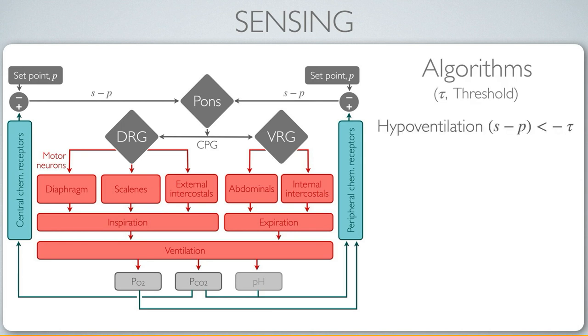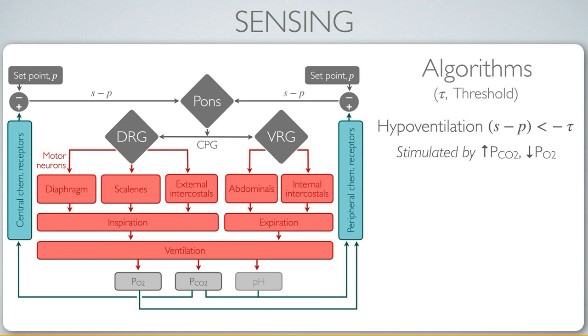And for the pons, we have one algorithm for the case of hypoventilation. Remember, this equation means we have a particular state variable compared against a set point. And when the difference between them is beyond a threshold, then we're going to execute some kind of action. And in this case, it's stimulated by an elevation in the partial pressure for CO2 and a depression in the partial pressure for O2.